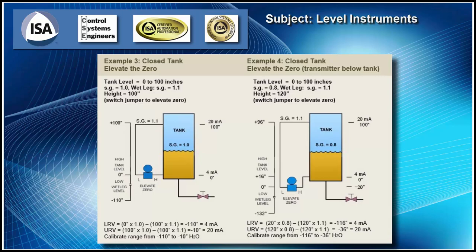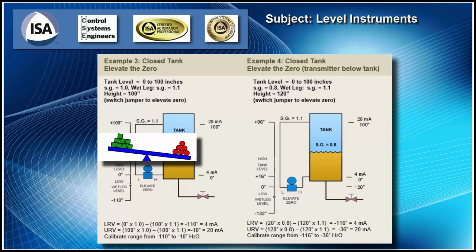Now, normally you wouldn't take your level up to the wet leg. You would stop below the wet leg, maybe 10 inches below the wet leg. But as you can see, we have to cancel out this wet leg. And when our tank is empty, all of our weight is on the negative side. So on the negative side, we have all this weight. And when we fill up the tank with water, it's going to be less weight than what the specific gravity of 1.1 in the wet leg exerts.